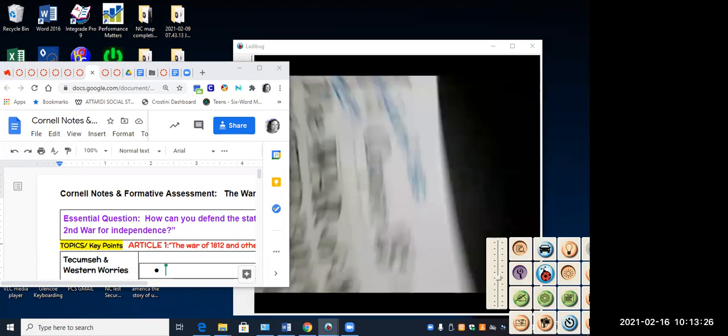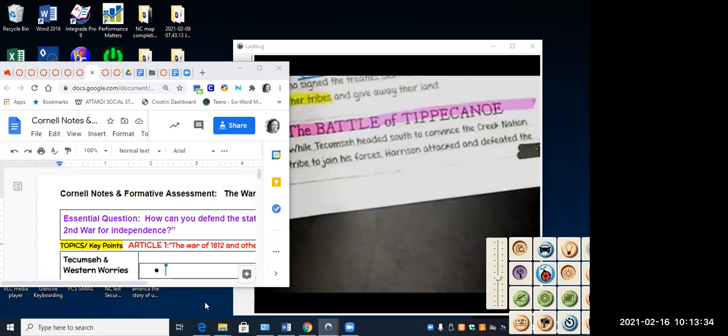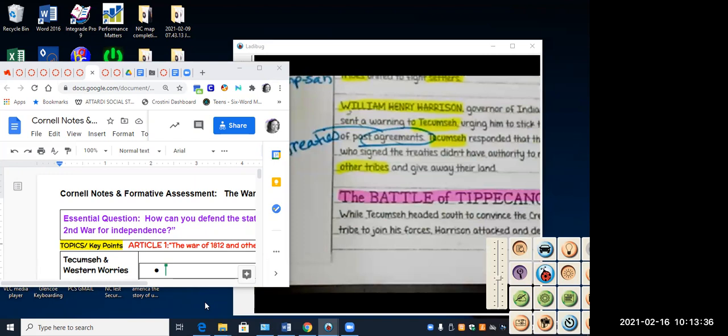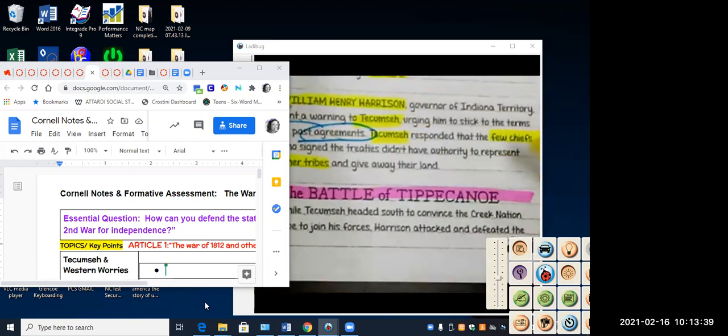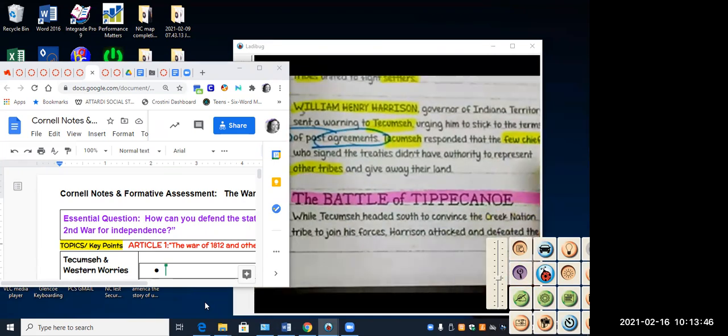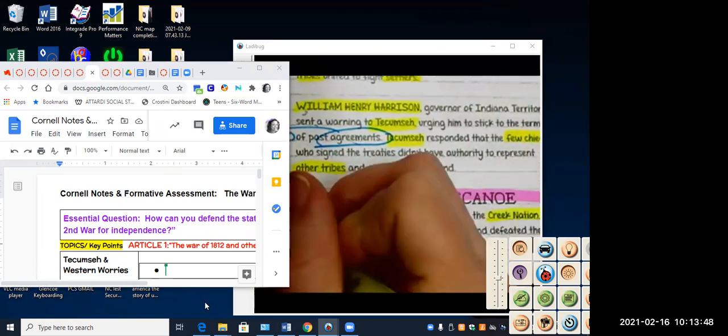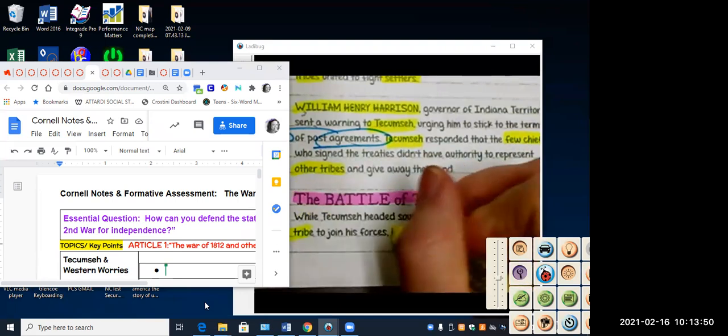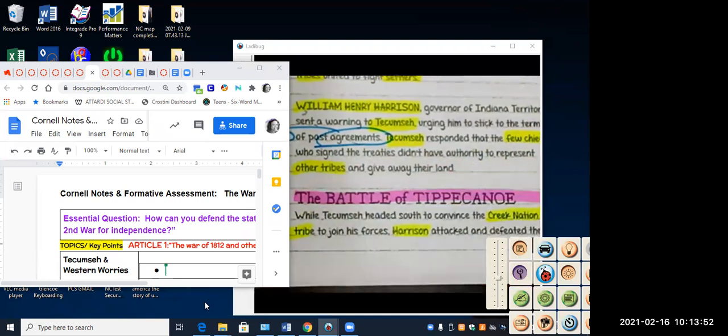And what about in this first little sentence here, right underneath the heading? While Tecumseh headed south to convince the Creek Nation tribe to join his forces, Harrison attacked. Yeah, now we got another tribe in there, don't we? Creek Nation tribe, joins, and then Harrison again. Okay.